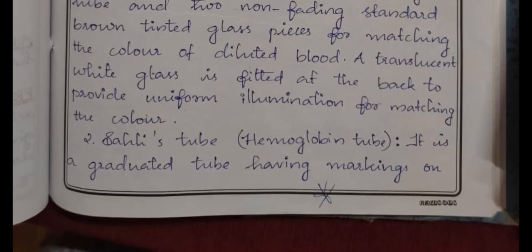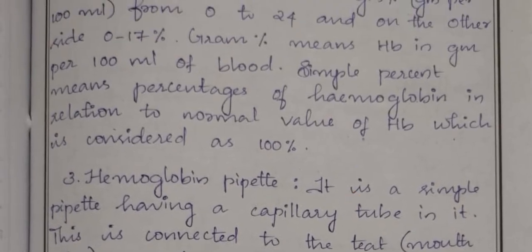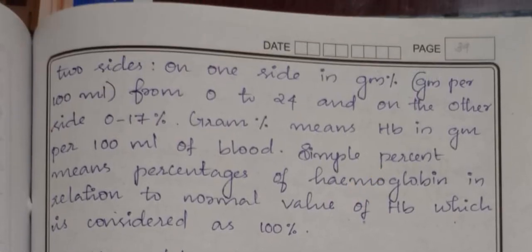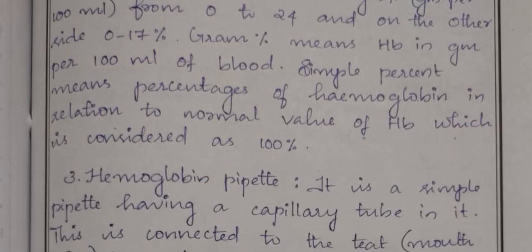Sahli's tube, the hemoglobin tube, is a graduated tube having markings on two sides. On one side, gm percent, gm per 100 ml, from 0 to 24, and on the other side 0 to 140 percent. Gram percent means hemoglobin in grams per 100 ml of blood. Percent means percentage of hemoglobin in relation to the normal value, which is taken as 100 percent.